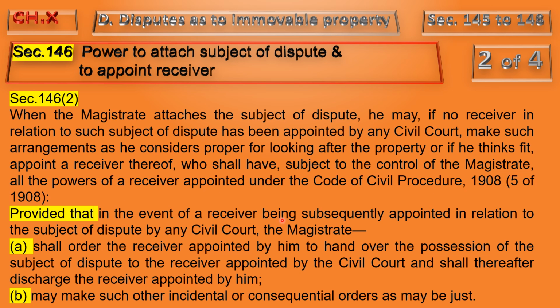being subsequently appointed in relation to the subject of dispute by any civil court, the magistrate, clause A, shall order the receiver appointed by him to hand over the possession of the subject of dispute to the receiver appointed by the civil court, and shall thereafter discharge the receiver appointed by him. Clause B says, may make such incidental or consequential orders as may be just. Subsection 2 is explaining to us that the magistrate can make arrangements as he considers proper for looking after the property. He may even appoint a receiver if no receiver has already been appointed by civil courts.